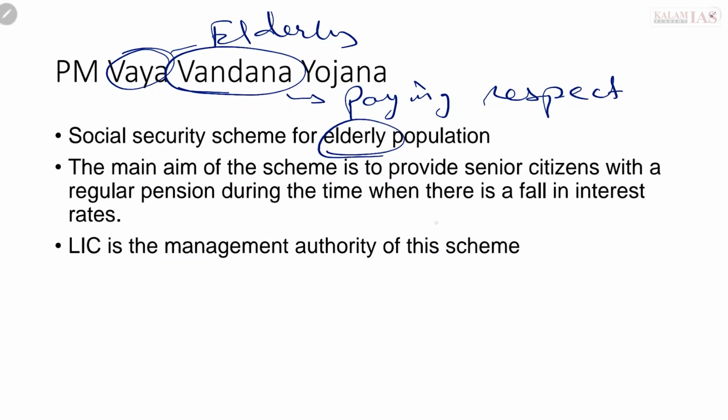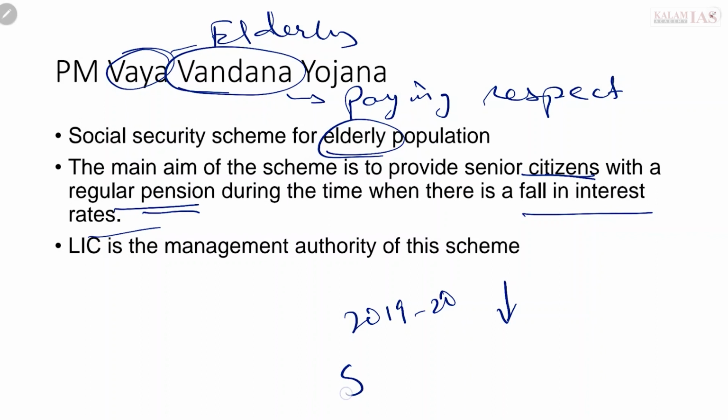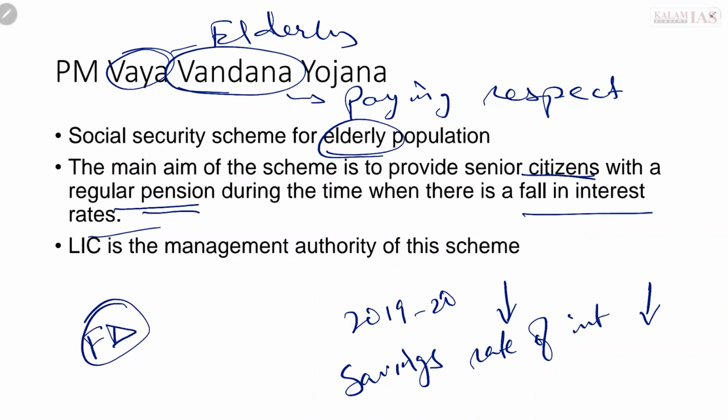The main aim of the scheme is to provide senior citizens with a regular pension during a time when there is a fall in interest rates. This was recently launched in 2019-20 when interest rates were drastically falling. So savings rate of interest would have decreased significantly, and so the returns to elderly people, especially those who focus on FDs, fixed deposits, etc., would have been much less. So that is why the PM Vaya Vandana Yojana was launched.